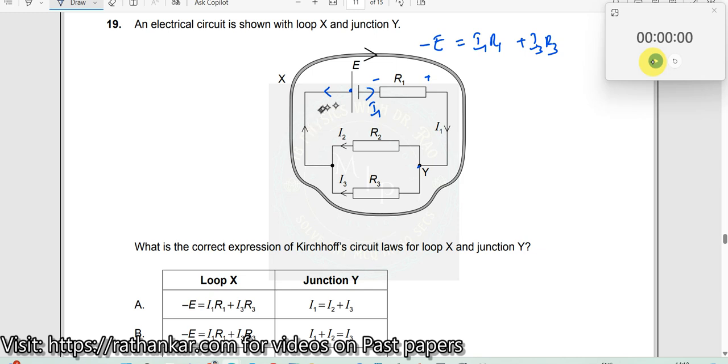Now, do we have anything else? No. You're not going to include this potential because it is not lying in this loop. It's not lying in the outward loop, it's in an inward loop. So this should be equal to one equation.